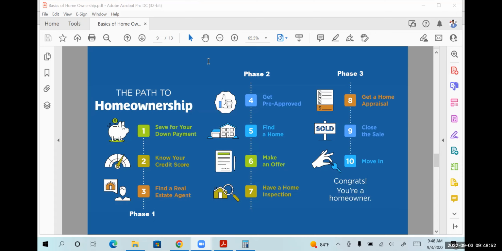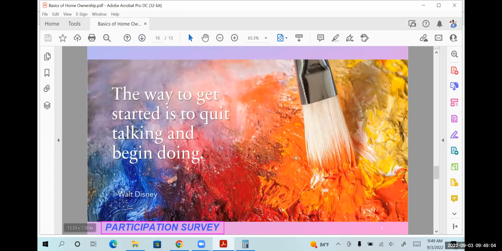And so we're here as coaches, guys, and consultants are going to help you through the process. It could be a scary process, it could be a very, very involved process, but that's why you hire professionals to help you win the game, right? And Walt Disney said the way to get started is to quit talking and begin doing. Quit talking and begin doing.